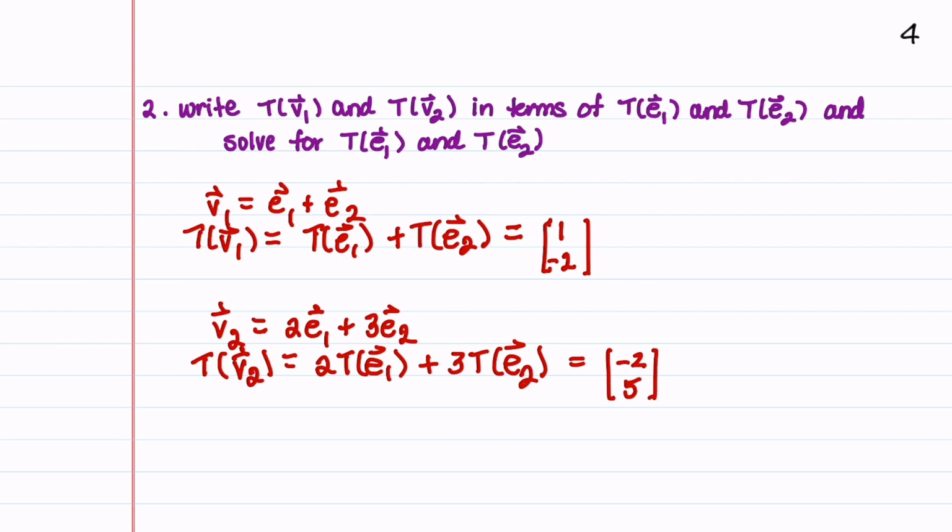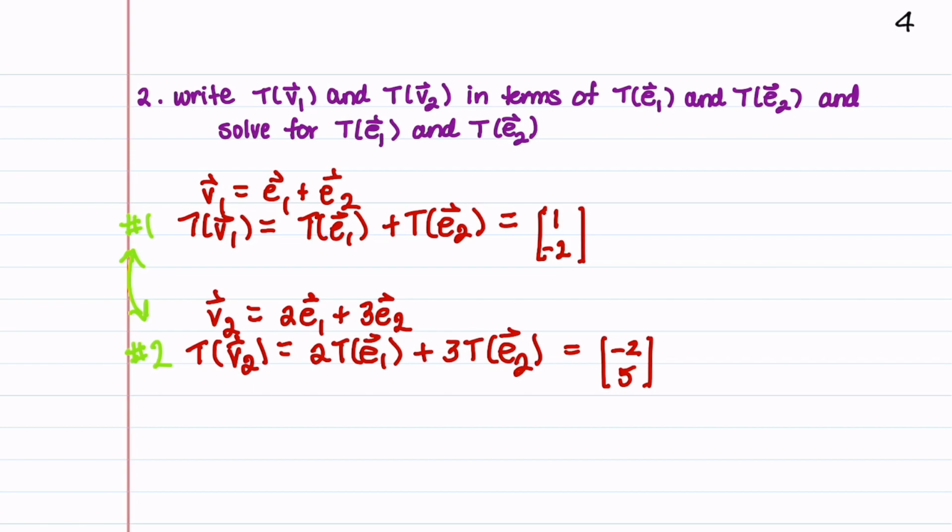Let's label these two equations as number 1 and number 2. If we look at these two equations, we can see that we have two equations and two unknowns. Our unknowns are T of e1 and T of e2.